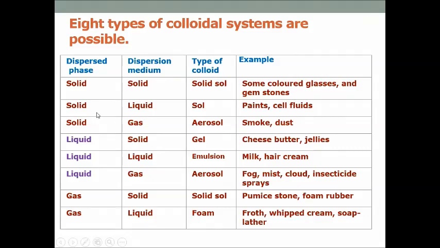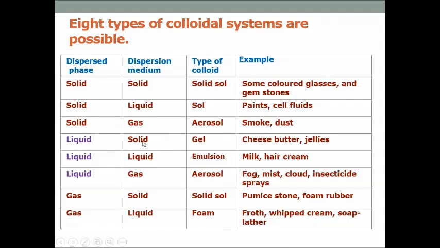If the dispersion medium is liquid and the dispersed phase is solid, then we can name it as SOL, S-O-L. It's a colloid itself. And the examples are paint, cell fluids, etc. If the dispersed phase is solid and the medium is gas, then we can name it as aerosol. Then examples like smoke, dust and all.